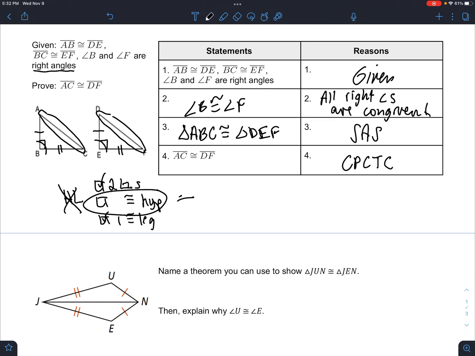So we actually did get this at the end, but we couldn't use it in the middle, right? Because we found out at the end that the hypotenuses were congruent, but we couldn't use HL here in the middle, so we had to use something else.